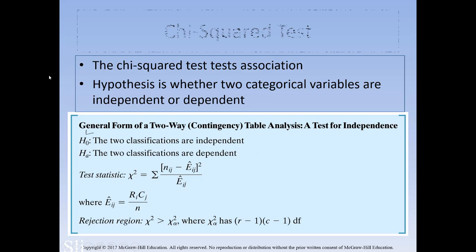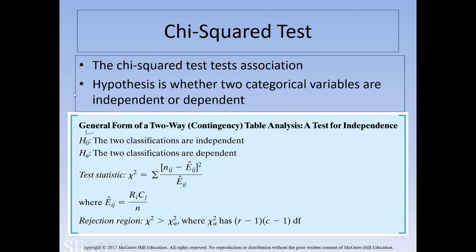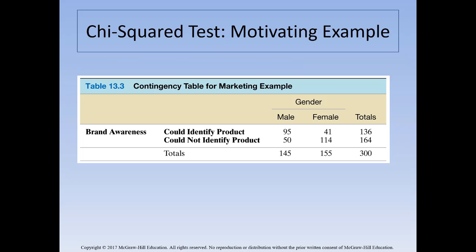Okay, so our final test on this lightning tour of statistical tests is the chi-squared test. Now, what the chi-squared test does is it measures association between two categorical variables and whether they're independent or dependent. Now, what does that mean? Well, let's just have a look at a quick motivating example.